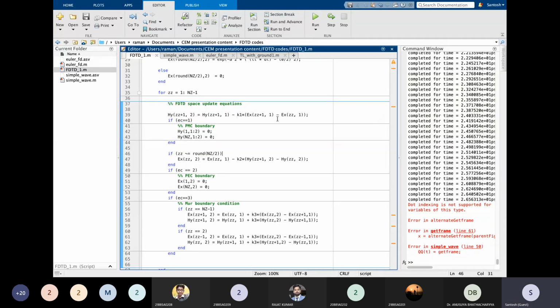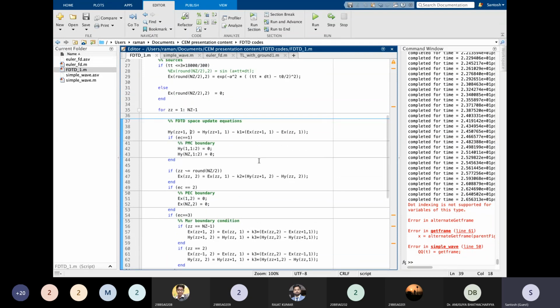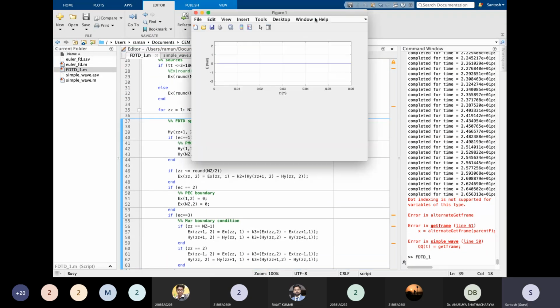So you have E that creates H that creates E. Again, Ex at zz, 2, this is the current time step. It depends on Ex at zz, 1, and Hy at zz, 2, because you already know the current time value from the previous step, right? So these are the two update equations. And now I'll just run this case and then tell you about the boundaries, how the boundaries come in here.